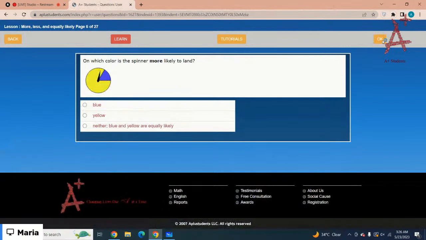Okay, the next one is on which color is the spinner more likely to land? So which is the correct option?